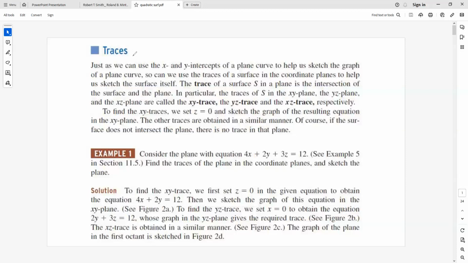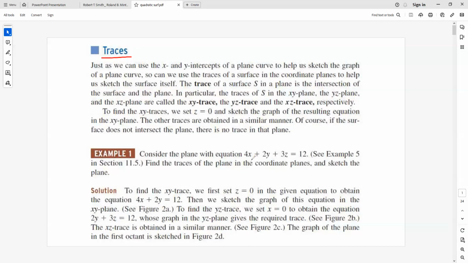So in today's class, we are going to discuss traces of surfaces. Previously we saw how to find the equations of straight lines and planes in the three-dimensional coordinate system. And we also worked on some problems related to orthogonal and parallel planes, their intersection, and the lines of intersection of the planes.